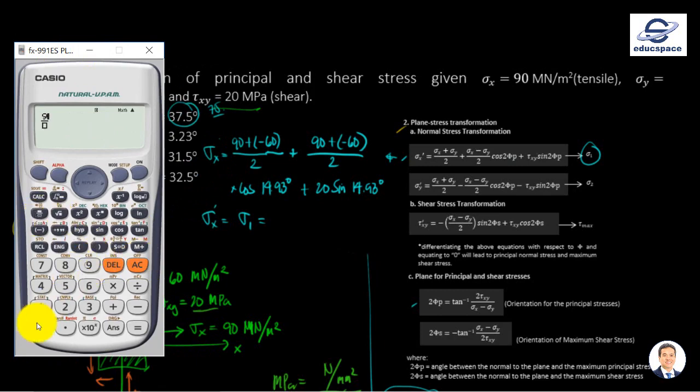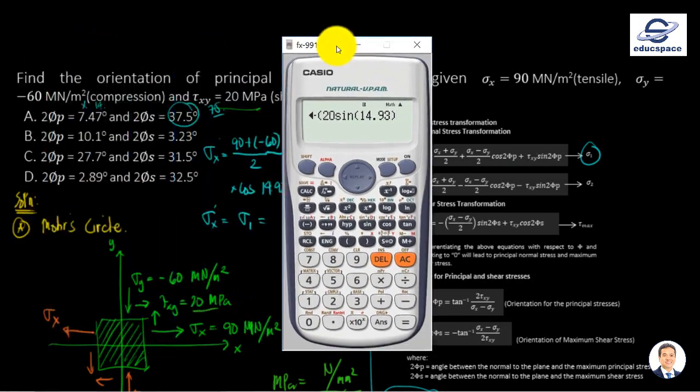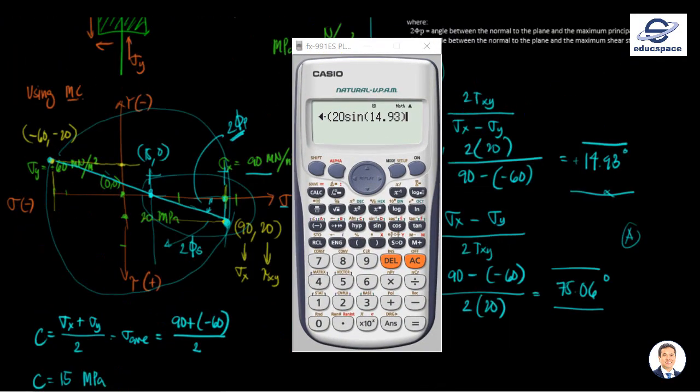Okay, so tuloy-tuloy lang. 90 minus 60 over 2 and then plus 90 minus 60 over 2 and then cosine 14.93 and then plus 20 sine 14.93. Dapat ang makuha natin sagot dito is ito, is equivalent dun sa maximum principal stress. Hindi pala natin na solve, but this must be equivalent to, oops, mali. Dapat ito ay positive. So this one is positive.